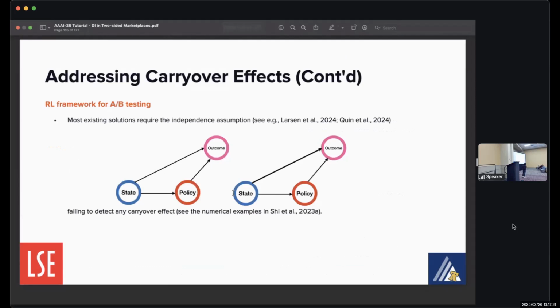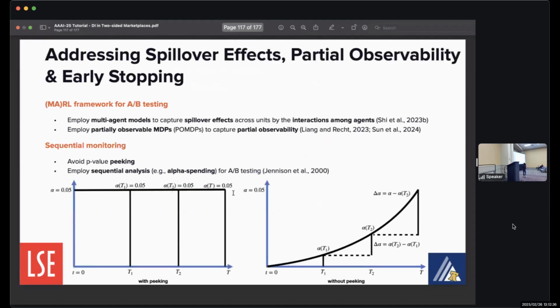So I have just talked about how to use reinforcement learning for A/B testing for the purpose of capturing the carryover effects. And in order to handle spillover effects, very similarly, we can use a multi-agent reinforcement learning framework for A/B testing. So the idea here is to use a multi-agent model to model each experimental unit by an agent. Okay? And because of that, under this model, those spillover effects across different units can be modeled naturally through the interactions among different agents in multi-agent reinforcement learning, or MARL. Okay.